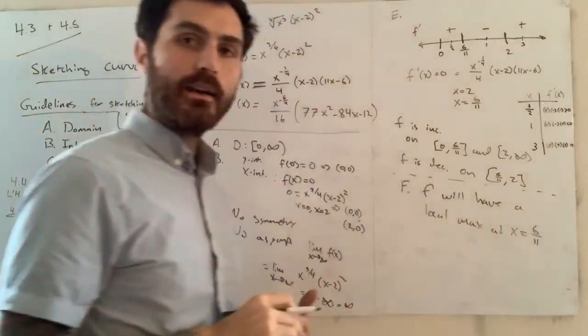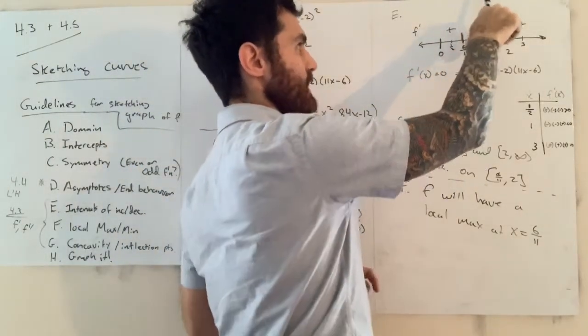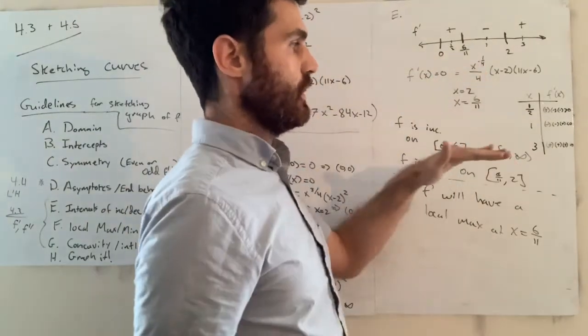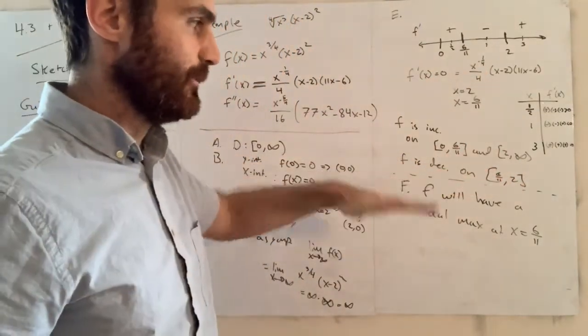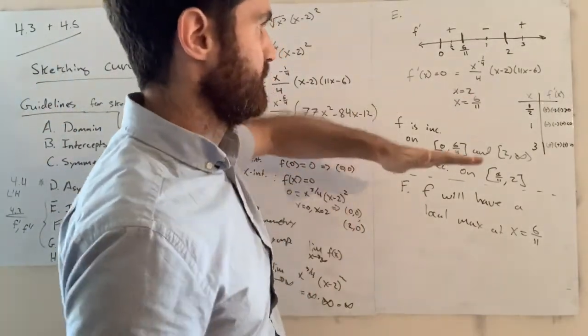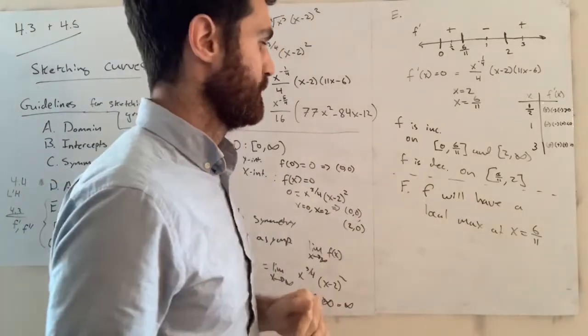How do I know that? Well, I know my function is increasing and then it starts decreasing after that. And I know the derivative is equal to 0, so that's going to indicate a flat tangent line. So if it's increasing, flattens out, and then starts decreasing, this has to be a local maximum.